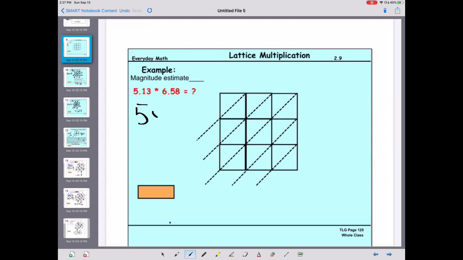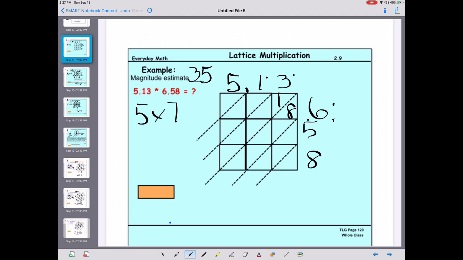5. Closer to 6 or 7. 7, because the 5 would bump it up. Magnitude estimate is 35. Let's put our numbers in here. 5.13, 6. Point here. 0.58. 6 times 3 is 18.